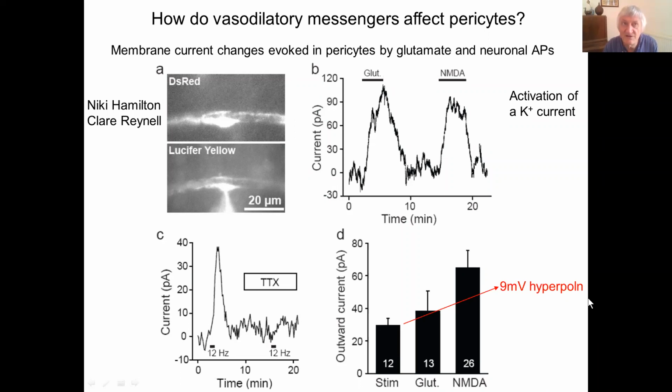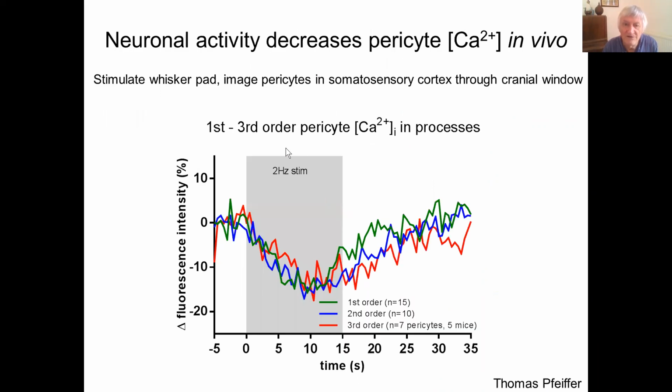Because the resting potential of these cells is at about minus 40 millivolts, they have a tonically activated L-type calcium channel, which is letting calcium into the cell all the time. When you hyperpolarize them, you turn off that calcium channel, and that should, we predict, make the cell stop contracting. Some indication that's true is that if you measure the calcium in pericytes in vivo, when you stimulate the whisker pad of a mouse, which has calcium dye expressed in its pericytes, you find there's a decrease of the calcium concentration in the pericytes when the neurons are active in that region.